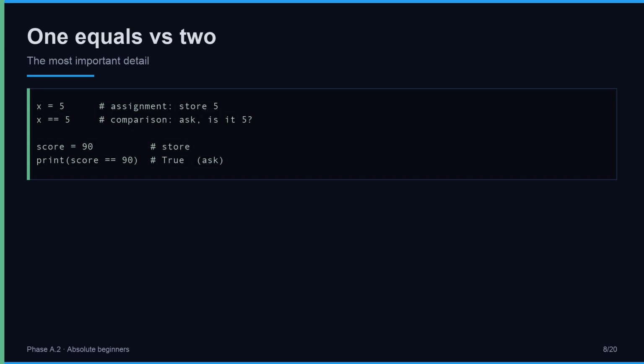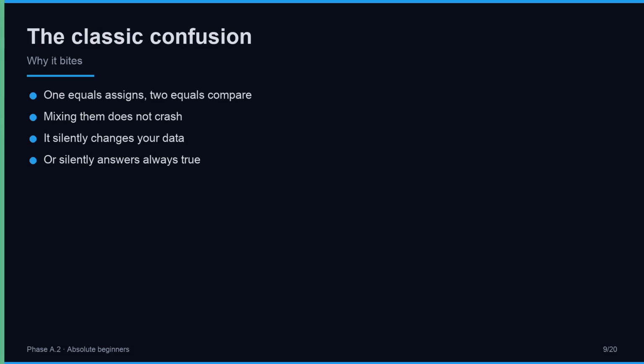Here is the single most important detail in the whole lesson. 1 equals sign assigns a value. It says, store this. Score equals 90 stores 90 into score. 2 equals signs compare. Score double equals 90 asks, is score currently 90, and returns true or false. The two look almost identical but do completely different things. Burn this into your memory now. 1 equals stores, 2 equals ask. Almost every beginner mixes them up at least once.